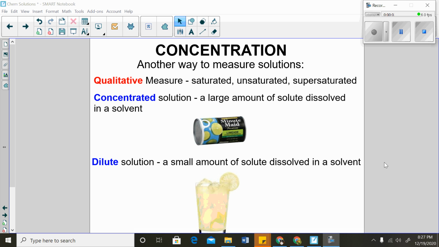This is Chemistry Unit 13, Solutions. Concentration. So here we're going to look at another way to measure solutions.